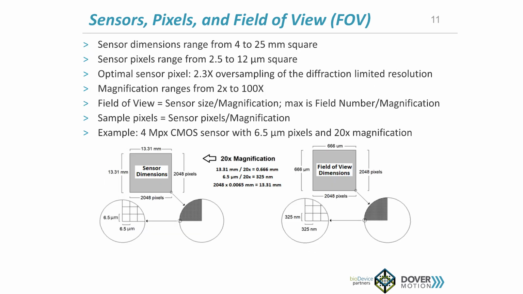The next slide shows the relationship between sensors, pixels, and field of view. A popular scientific CMOS camera has 6.5 micron pixels, 2048 of them in each direction. And if you go through a fairly typical 20x magnifying objective, what you end up with are 325 nanometer pixels down at the field of view, which yields a field of view of 666 microns square.